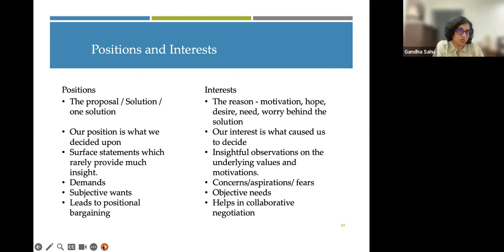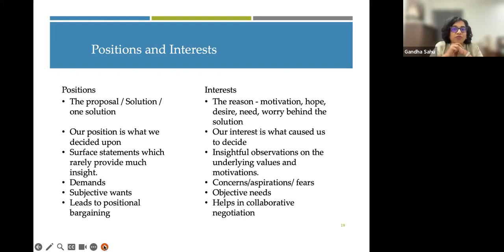When we focus on positions, it leads to positional bargaining, because there's one solution to the problem, and either I get what I want or I lose. So that is positional bargaining. When we focus on interests, it helps us collaborate, and it leads us to something that we call integrative negotiation or collaborative negotiation.